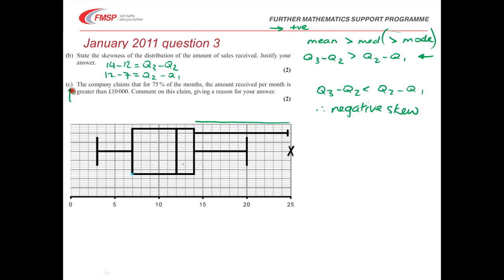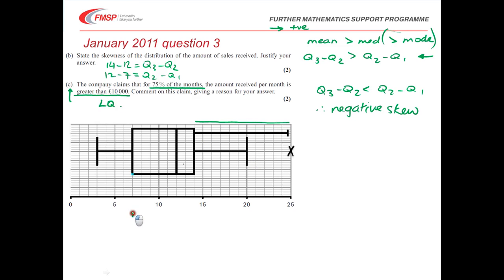So part C. The company claims that for 75% of the months, the amount received is greater than 10,000. Comment on the claim. Now, the first thing you've got to realise is, what this question is stating is 75% of the months are greater than 10,000. So they're really describing the lower quartile.